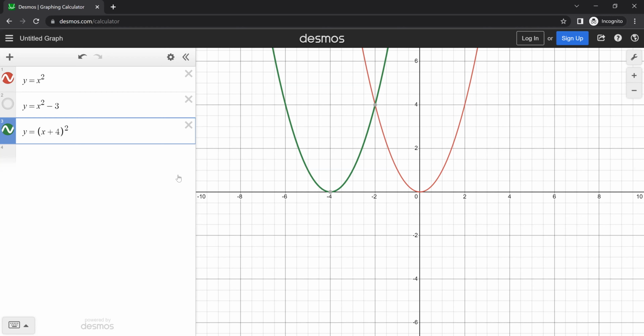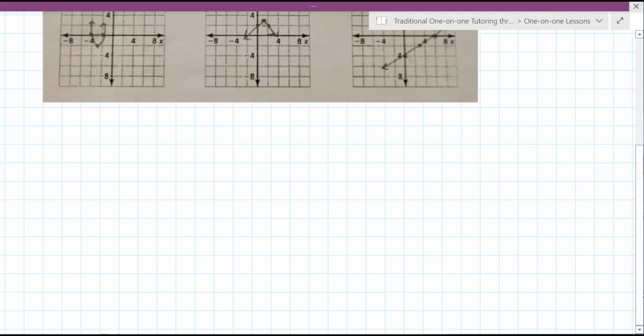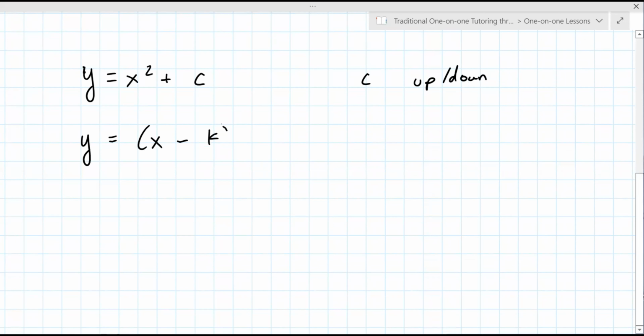Yeah, that's good. Okay, so let me go back to our workspace here. This is where I want to formalize that a little bit. If we have a graph y equals x squared plus c, that means you're going up or down. And if it's y equals (x minus k) squared, and I'm just picking an arbitrary letter, k, then k is either left or right, depending on the sign.